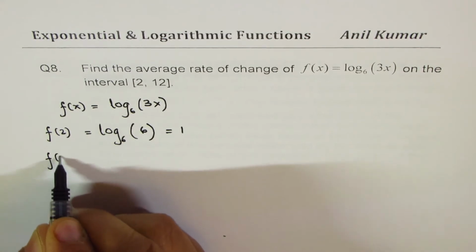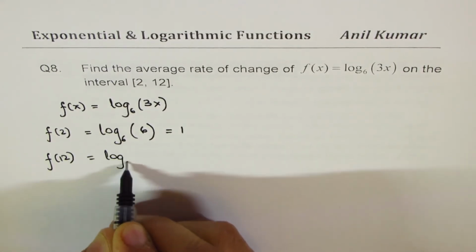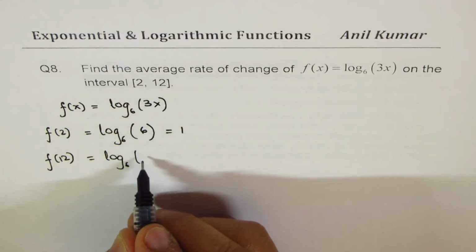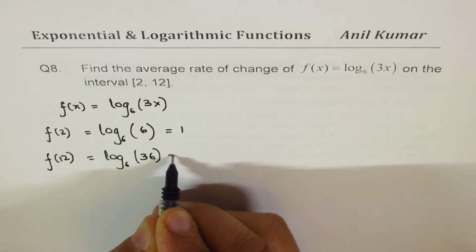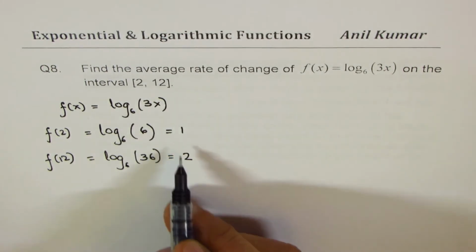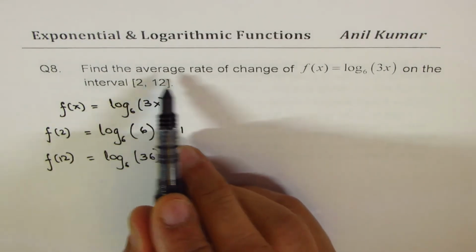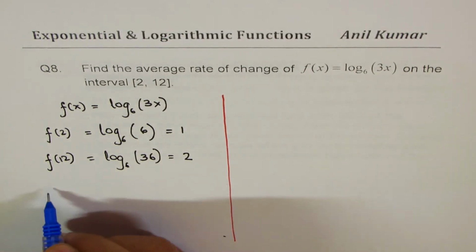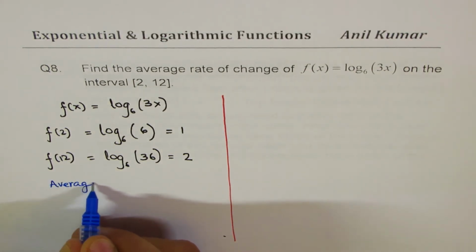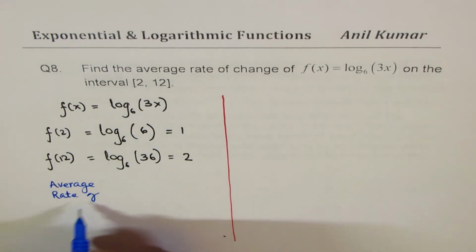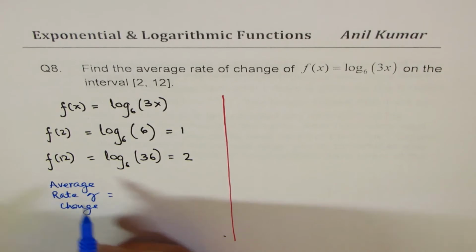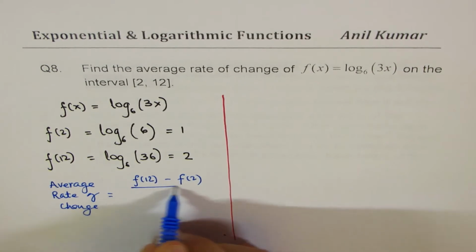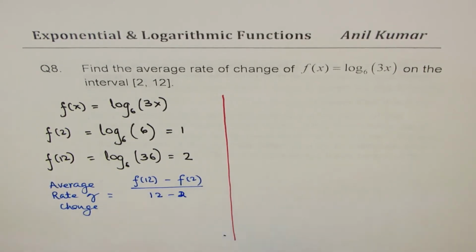Now let's substitute 12 and then calculate log to the base 6 of 3 times 12. So 3 times 12 is 36, which is 2. 36 is 6 squared, right? So we get these two values. When we say average rate of change, what does that mean? So we know average rate of change will be equal to f of 12 minus f of 2 over 12 minus 2, correct? 12 minus 2, that is it.